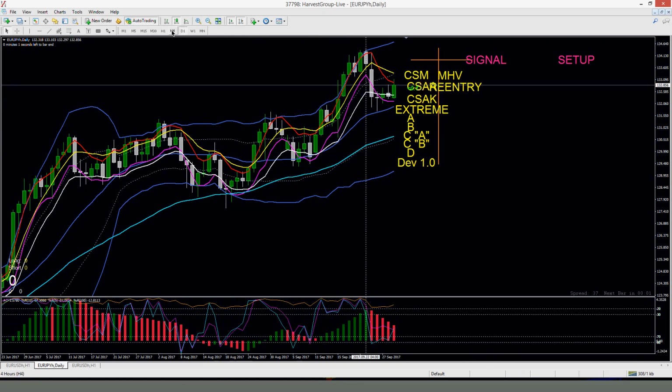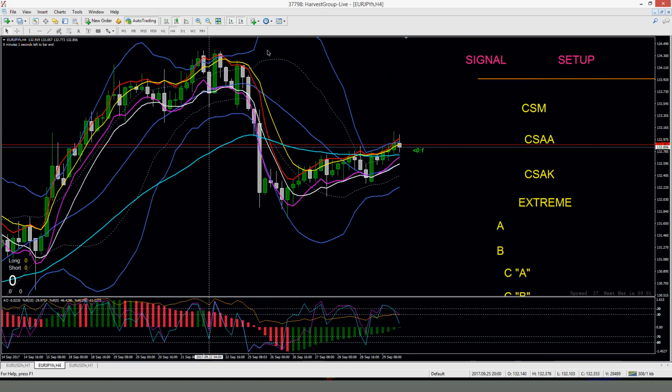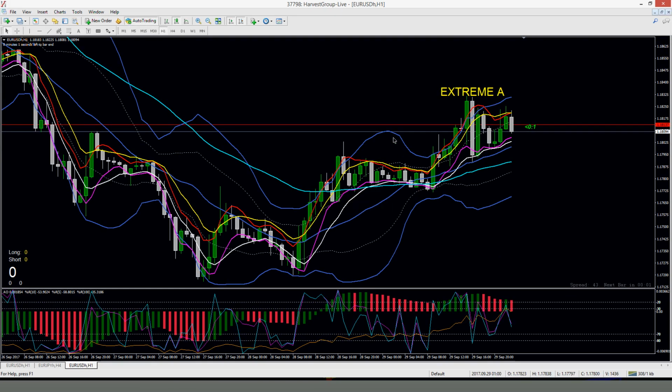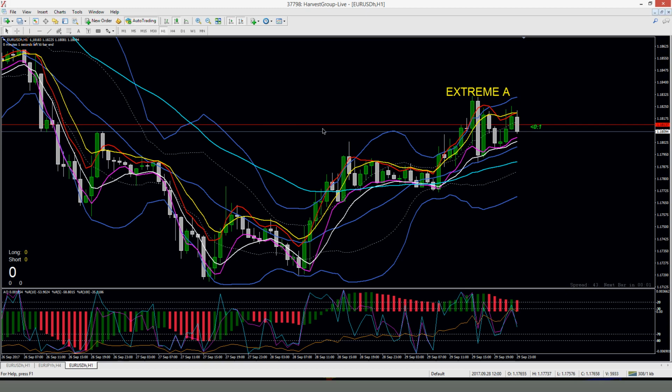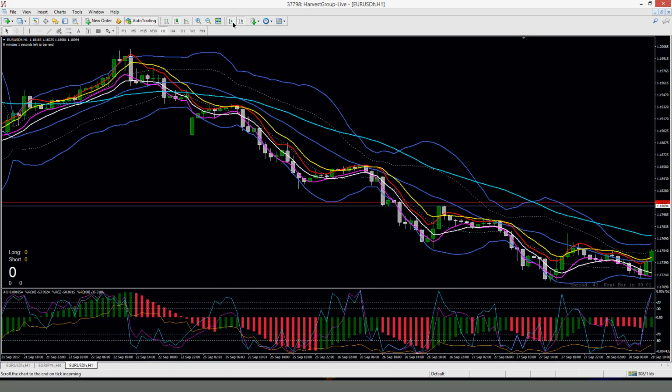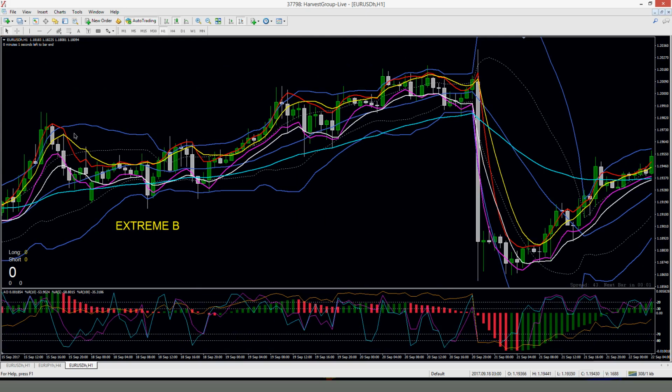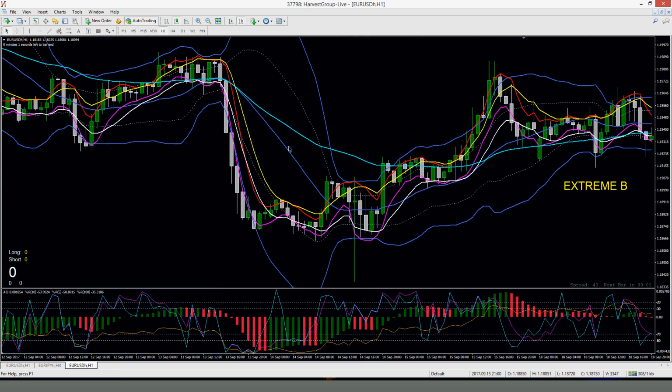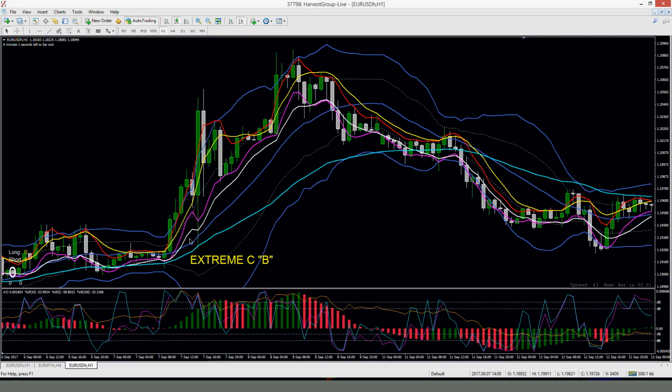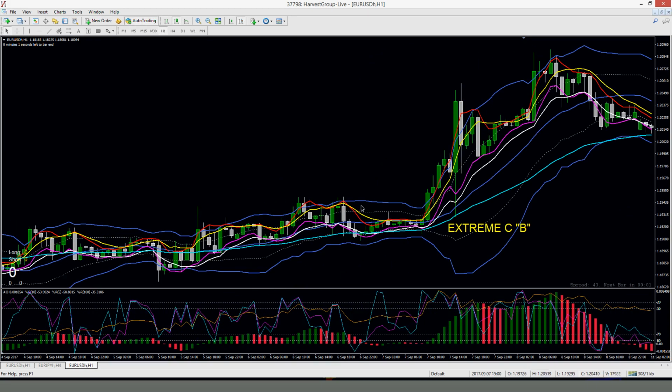Let me get back here. I also prepared the different types of extreme. So here, the first one is extreme A, which is MA outside the Bollinger Band. And then let's move on to extreme B: when the Bollinger Band is sideways, whenever the candle breaks or rejects, this is extreme B. And here's a good example of extreme CB, whereby the candle rejects MA 50 within the area of mid BB. Okay, that's extreme CB.